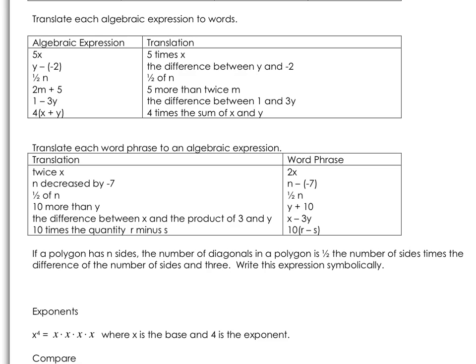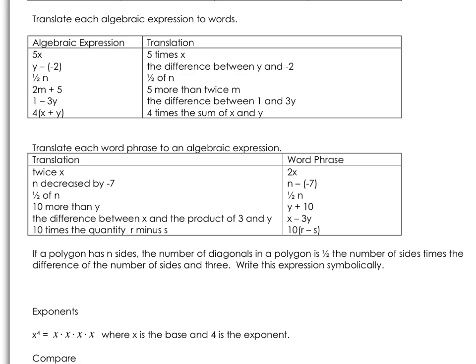1 minus 3y, the difference between 1 and 3y. 4 times x plus y, we can say that is 4 times the sum of x and y. Sum means you add them. So let's translate each phrase to an algebraic expression. What about twice x? Cover up those answers. Don't look. Twice x. Twice means 2 times x.